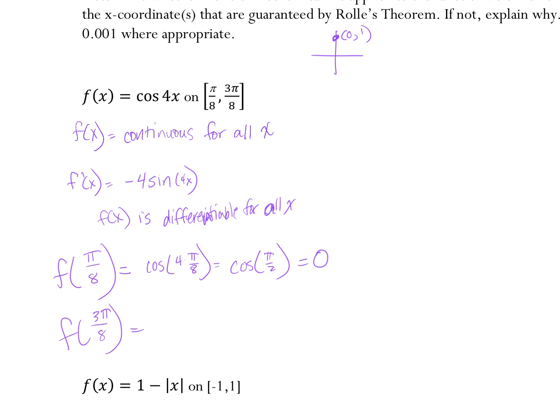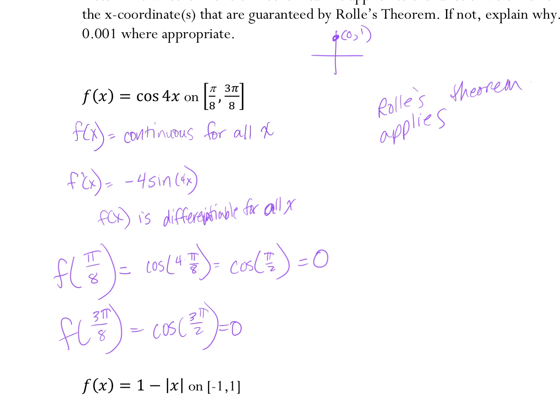And then what about 3 pi over 8? Becomes 3 pi over 2, yeah? What's the cosine of 3 pi over 2? 0. So does Rolle's theorem apply? Okay. So we've done that part.